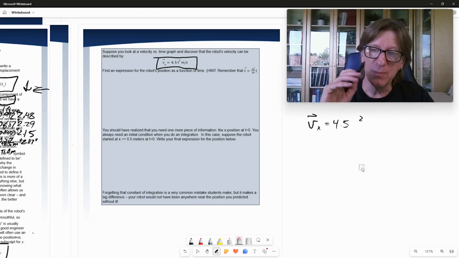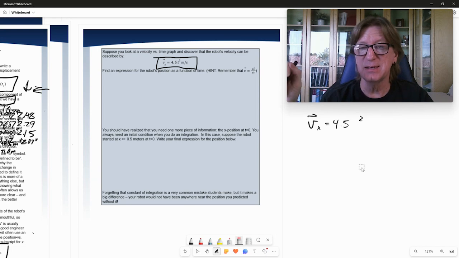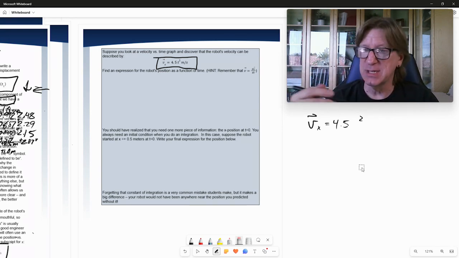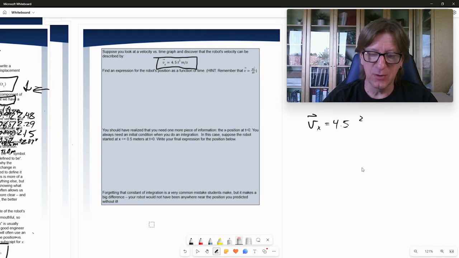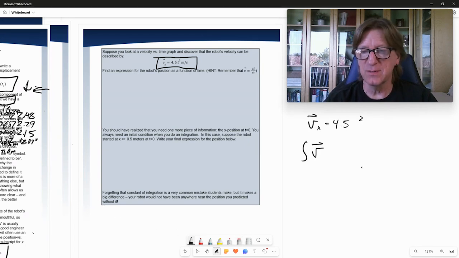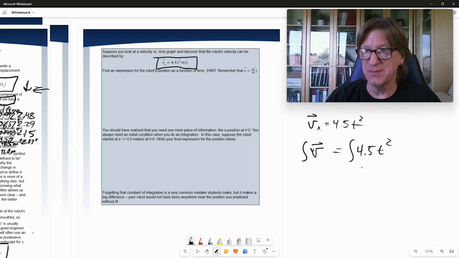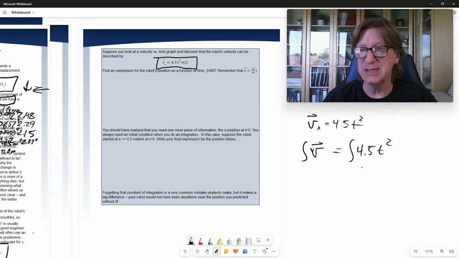Well, to go from the position to the velocity, I had to take the derivative. How do I go in the opposite direction? I'm going to take the integral. So let's take the integral of both sides of this equation. So I get the integral of, I'm just going to write v instead of vx, just to save myself some time because I'm lazy. And this will be 4.5 t squared. I can't do this integral. You have to have a dt in the case of the left-hand side, or something like a dv or whatever in the left-hand side, and dt in the right-hand side.